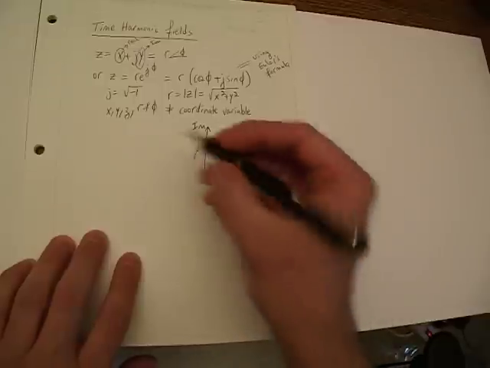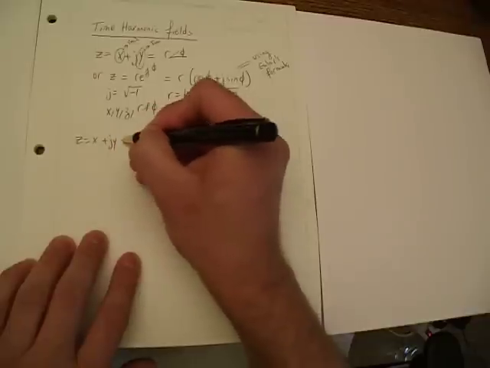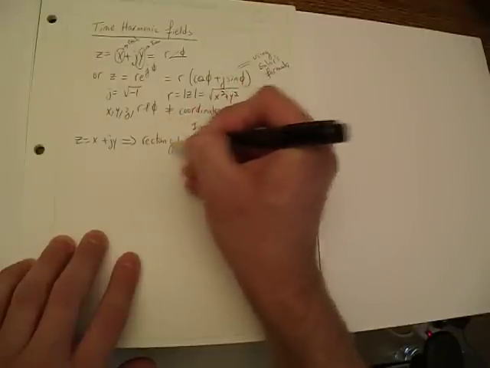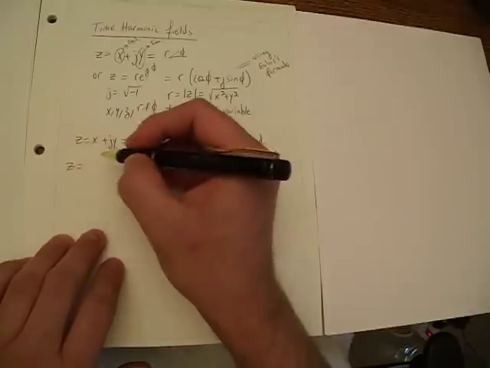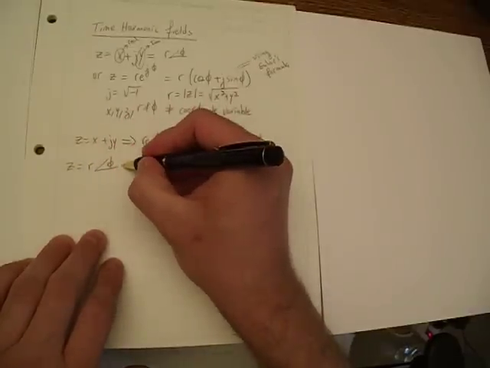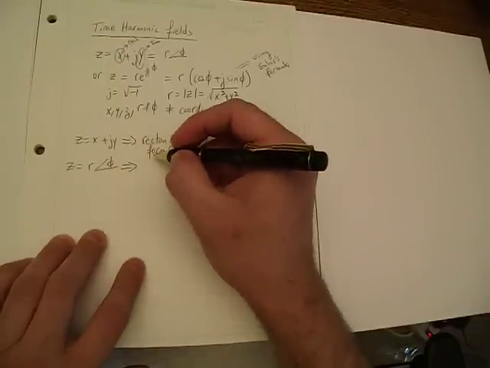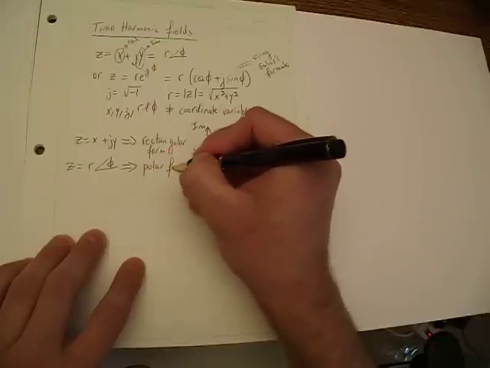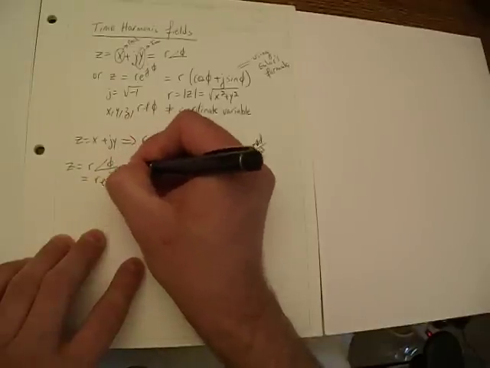Now, usually z equals x plus jy is referred to as rectangular form, whereas z equals r with a phase angle of phi is referred to as polar form, or obviously r e to the power j phi.